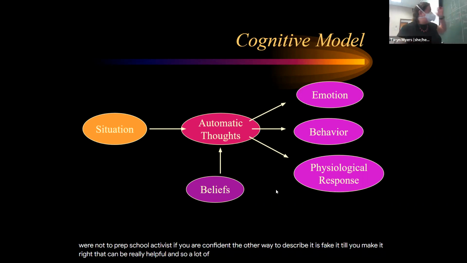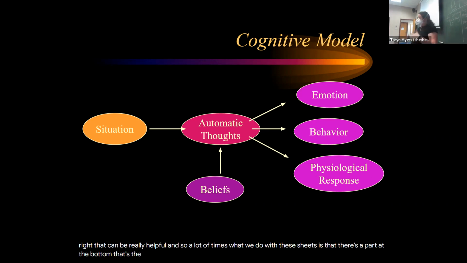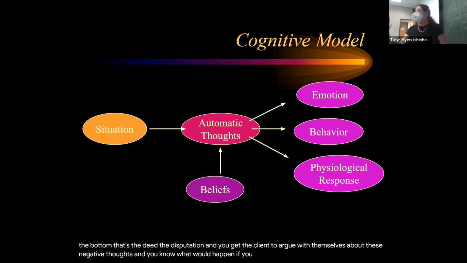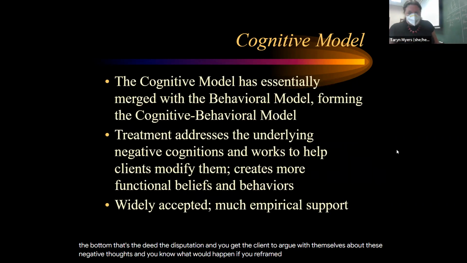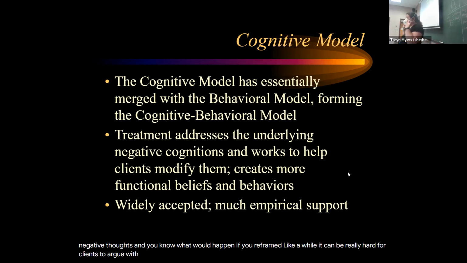And so a lot of times what we do with these sheets is then there's a part at the bottom that's the D, the disputation. And you get the client to argue with themselves about these negative thoughts. And, you know, what would happen if you reframed? And that could take a while. It can be really hard for clients to argue with thoughts that they've believed truly for years and years and years.